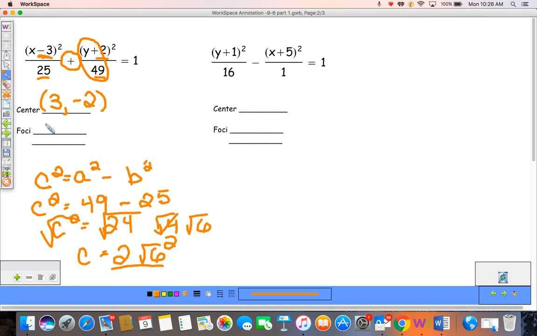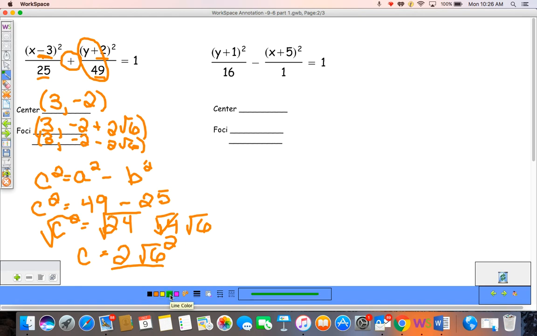So your foci here are going to be (3, -2 + 2√6). Those are unlike terms. You can't add them. And then your other foci are going to be (3, -2 - 2√6). And that's it. There's your center and there's your foci. That's all we want to do with these.